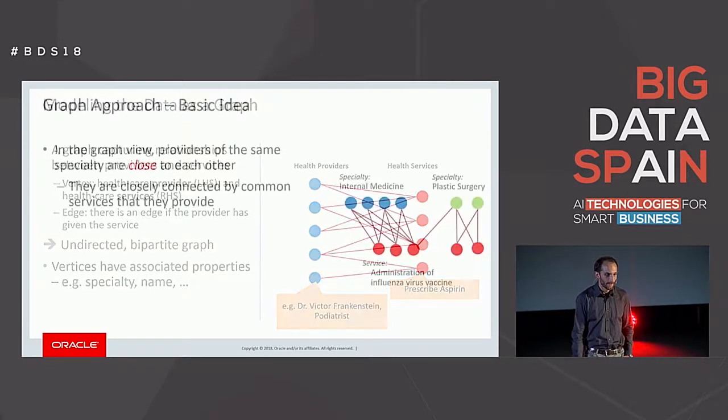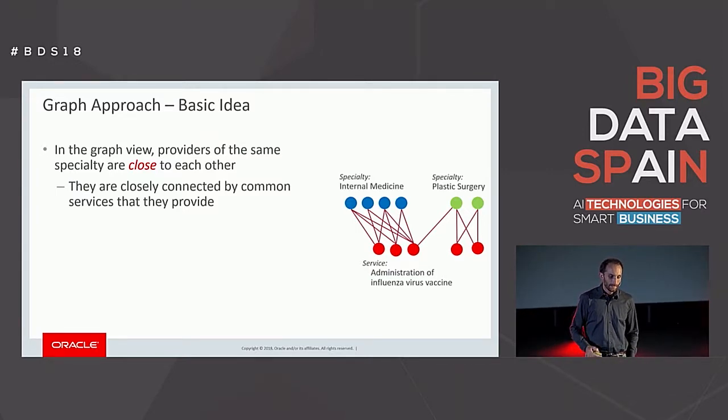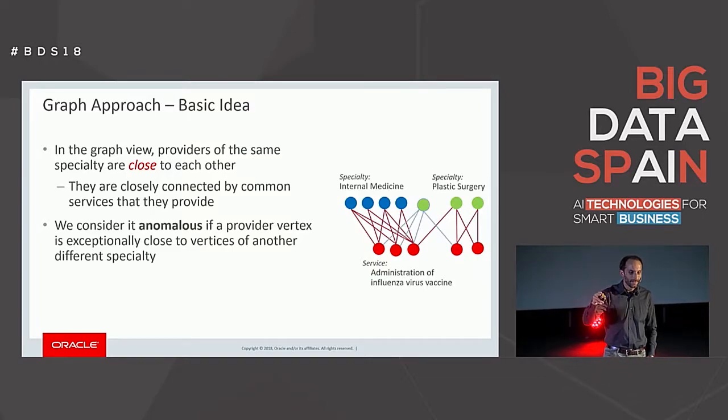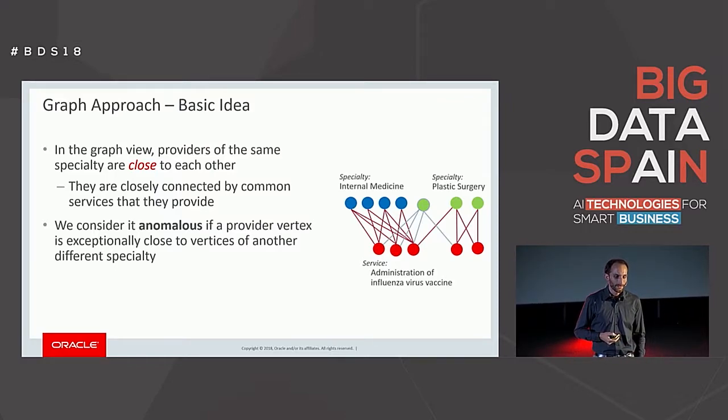Now, based on this graph, what we want to do is try to find some doctors that are close to each other. That's going to define what is the expected kind of services they provide. So basically, all the doctors that are, for example, from internal medicine will be providing a similar set of services, and then another specialty will be providing another type of services. We are looking for somebody who is from the other specialty, but also provides quite a lot of these other services. For example, here we have a plastic surgeon who is doing internal medicine services. So this is the kind of anomaly we're looking for.